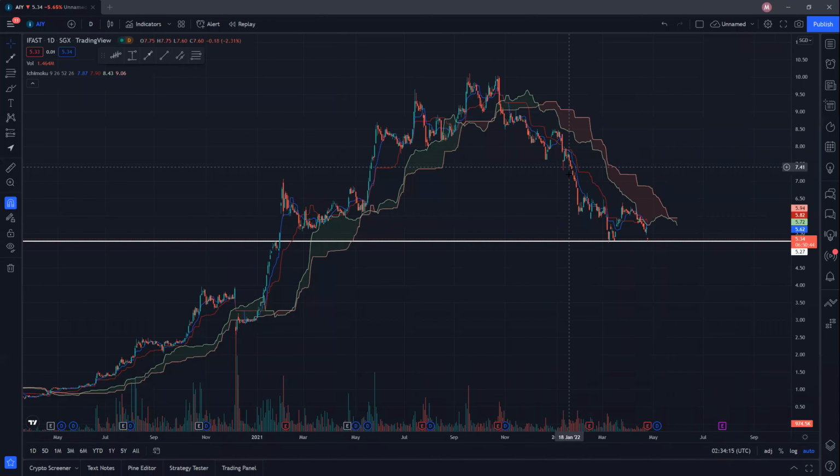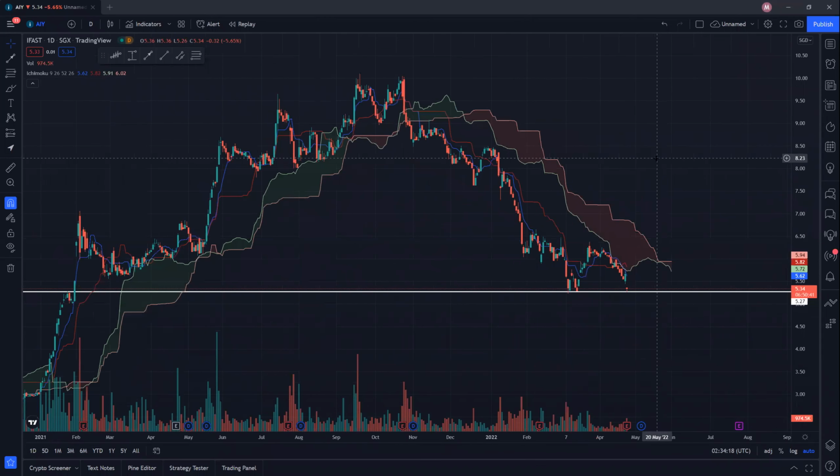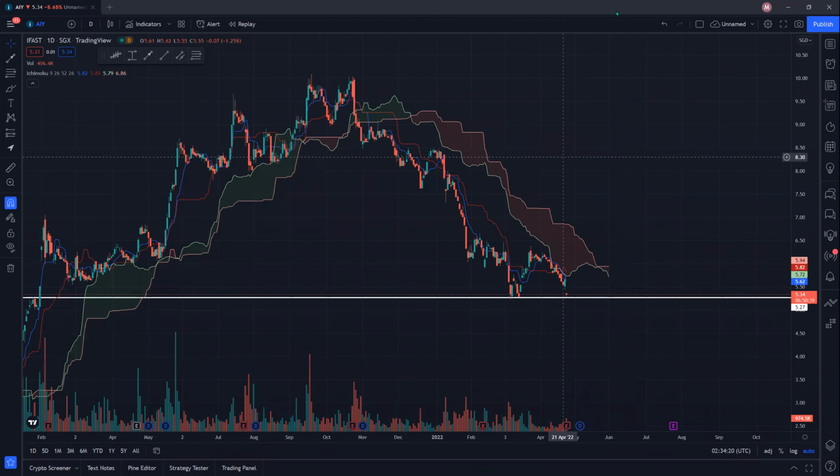Is it a time to enter now? I say definitely it's not. Yes, in the short run, we may see typical rebounds. But if you can see this cloud area here, it is currently around $5.80 to $6. So even if we do rebound, I'm afraid it may just be a dead cat bounce.